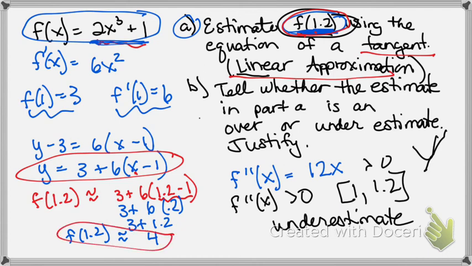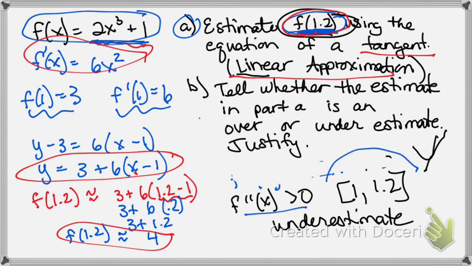To justify whether it's an over or an underestimate, find the second derivative, plug in your 1 again, and the only part you actually have to write, you don't have to write any of this, you just have to say the second derivative is positive. You must state the interval. It's from the point that you used to the point you plugged in, and then you go up, concave up, underestimate. If it was concave down, it would have been an overestimate.